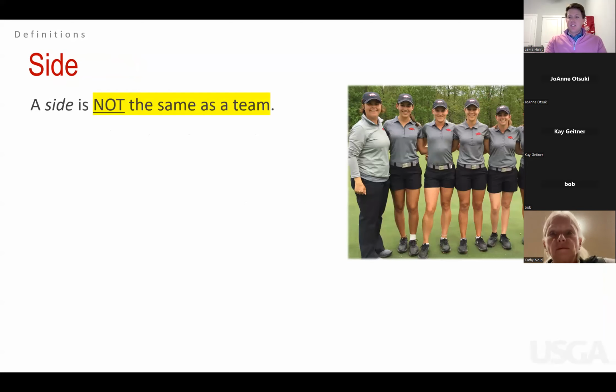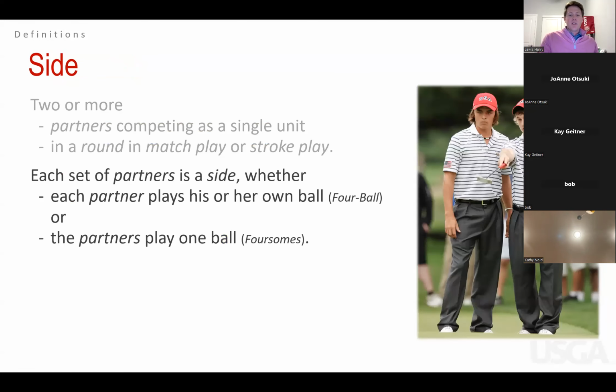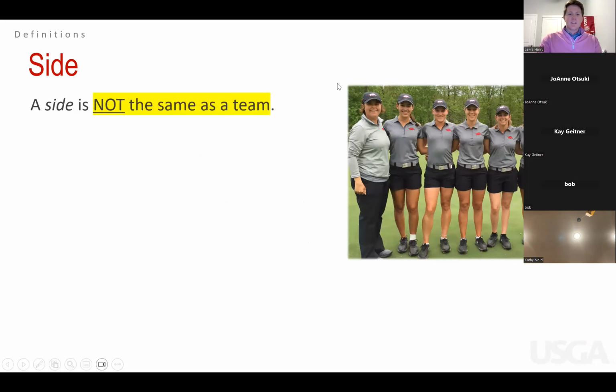But a side is not the same as a team. We have team competitions and we have competitions where we're dealing with sides. Those two things are not the same. A side, like we saw on the previous slide, is a set of partners where in four-ball, they're either playing their own ball, or in foursomes, they're playing one ball alternating strokes. So a side is not the same as a team. In team competitions, we could have a lot of individuals playing with each other as part of a team and all those scores counting towards a team, but they're still playing either individual match play or individual stroke play.